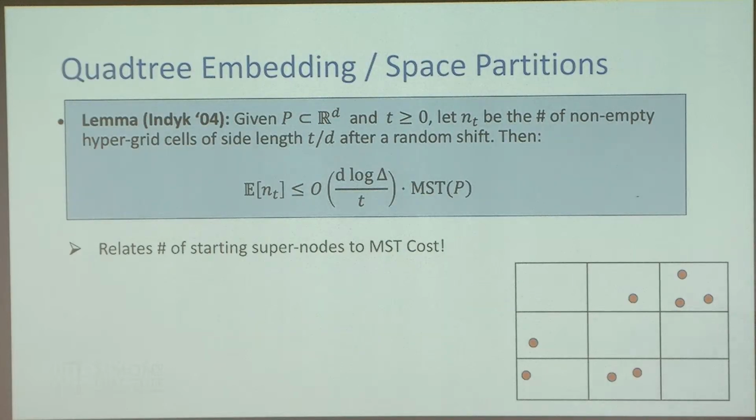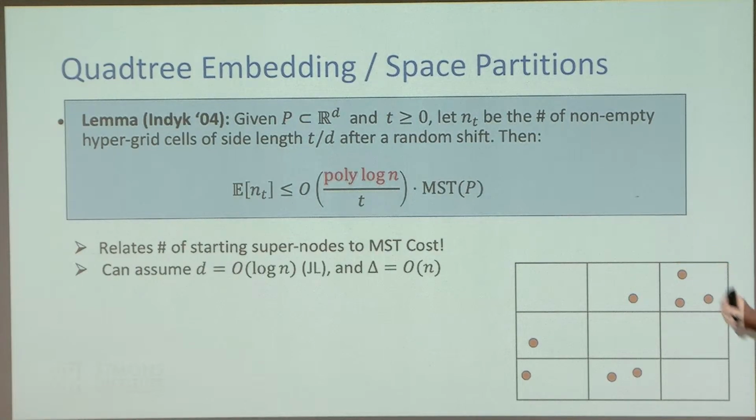So here, Indyk has this lemma, which shows that there's a relationship between the number of supernodes, so it's just after you have this kind of relationship, how many cells are still non-empty. So this is a non-empty cell. Then there's a relationship between the number of non-empty cells and the MST cost. Intuitively, why is this true? This is because if you look at each MST edge, what's the probability that this edge is cut by the boundary of the cell? It's roughly the edge weight divided by the cell length. So you have some d over t times this MST.